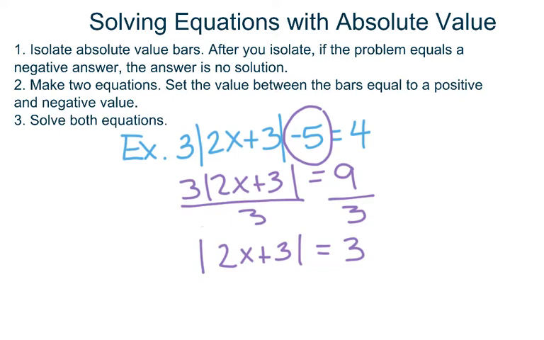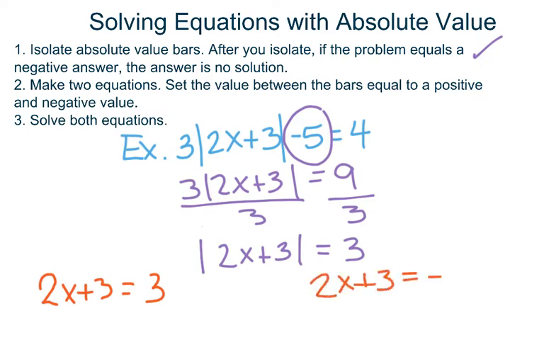Okay, so we have done the first step. It is isolated. The problem equals a positive answer, meaning that we can go further. All right, so now step 2, we're going to make 2 equations. We're going to set the value between the bars, the 2x plus 3, equal to a positive and a negative value. So it's going to equal positive and negative 3. Whatever number was right here is going to be your positive and negative value.